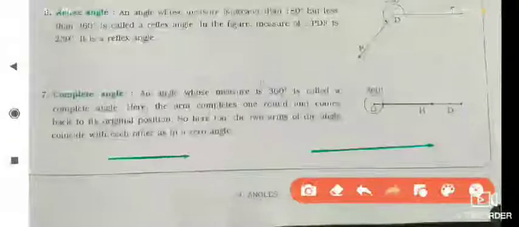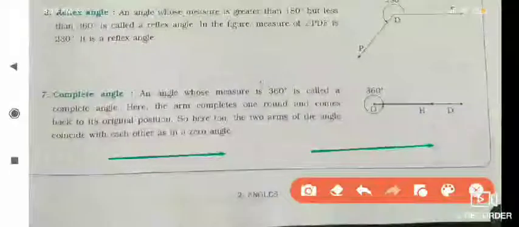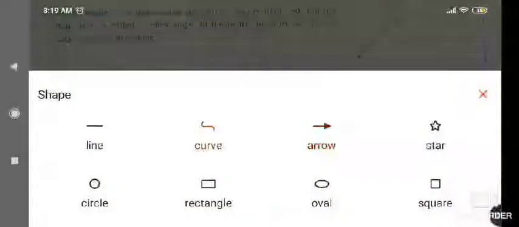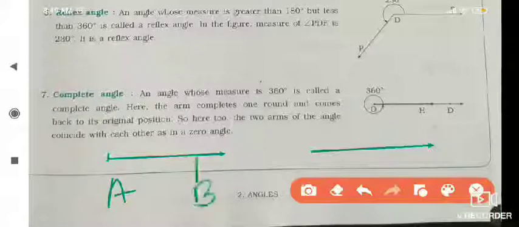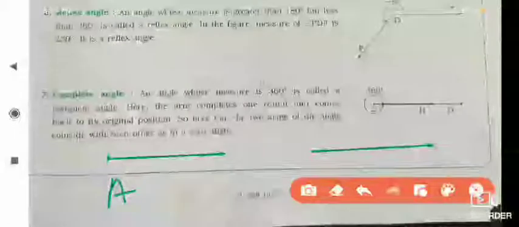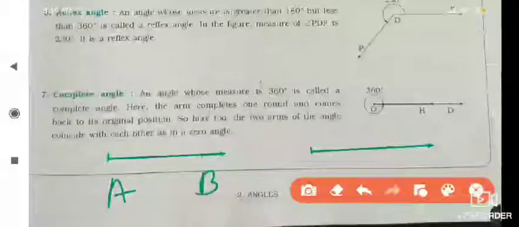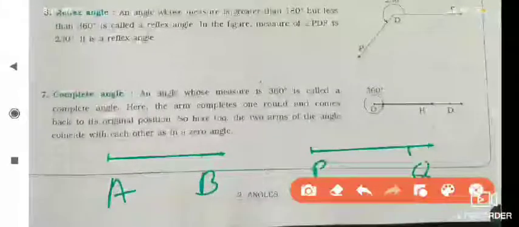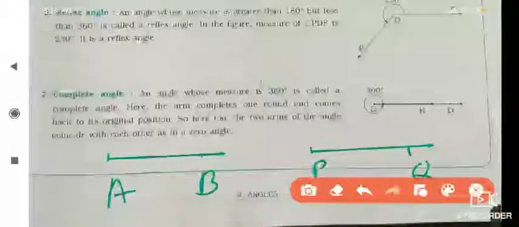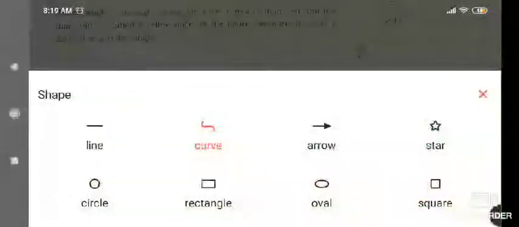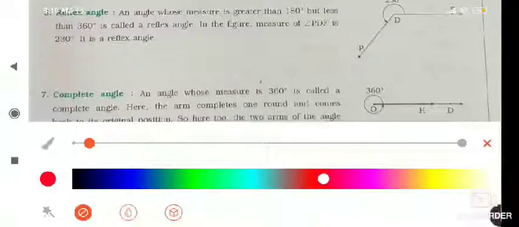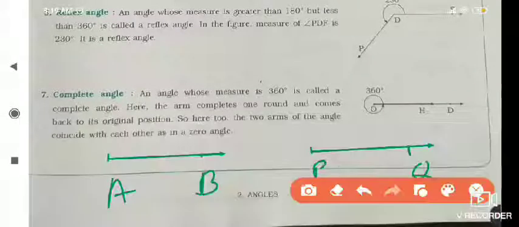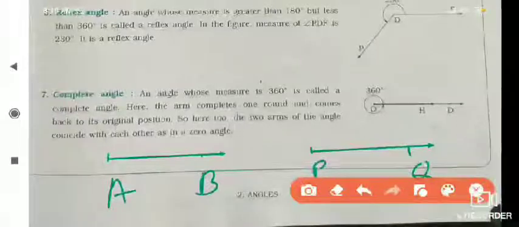So this is the zero angle, and the first arm is the same for this. Suppose I draw these two angles here. This is my angle A, B, this is the B arm, and this is P, and this is the Q arm. Ray PQ and ray AB I have drawn here. Now I will show you the difference between the complete angle and the zero angle.